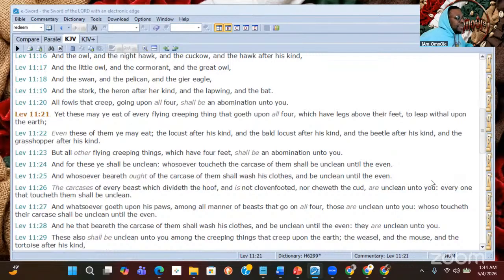Yet these may ye eat of every flying creeping thing that goeth upon all four, which have legs above their feet, to leap withal upon the earth. Even these of them ye may eat: the locust after his kind. Okay, so fowls are just saying flying things.